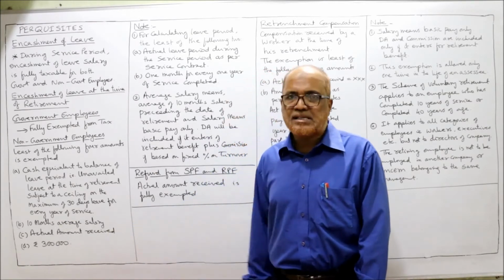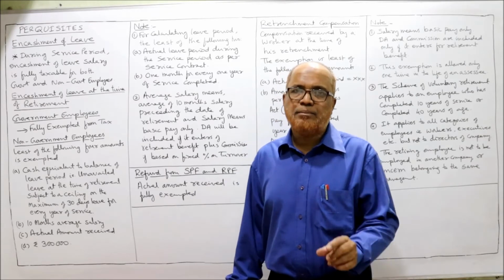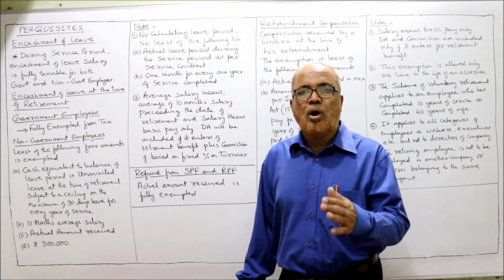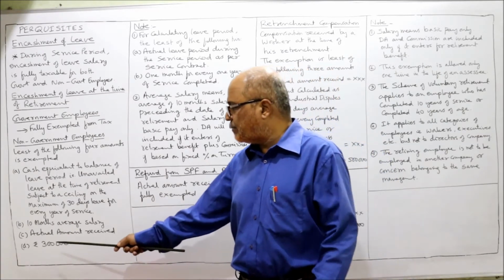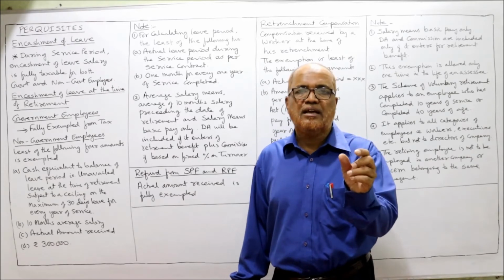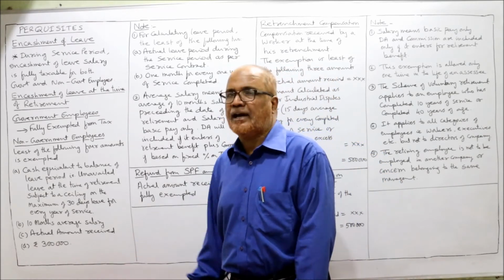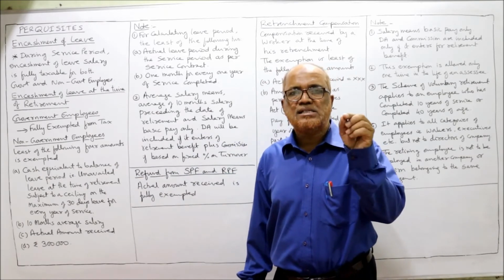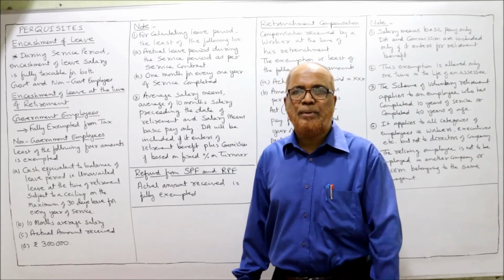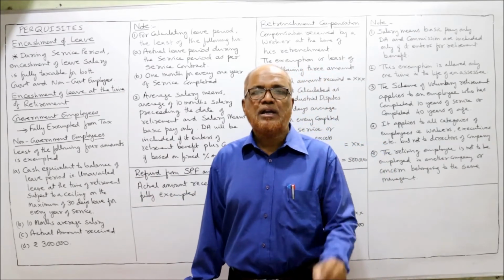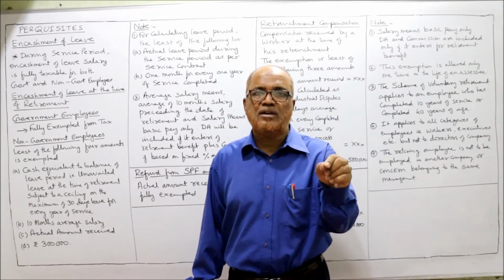Second, 10 months average salary. Third one, actual amount received or last fixed given by the Income Tax Act, 3 lakh. Fixed amount, fixed ceiling given by Income Tax Act, 3 lakh rupees. Among these four, the least is exempted and the balance will be taxed. So these are the provisions regarding leave encashment at the time of retirement.